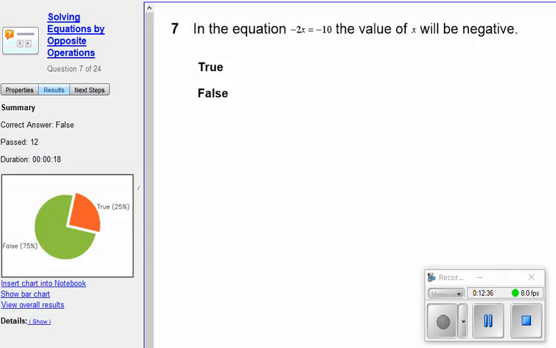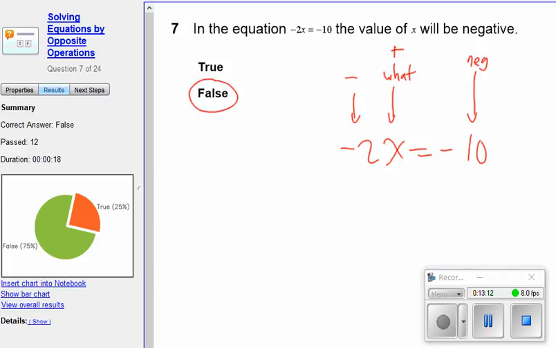Question number 7 says, in the equation negative 2x equals negative 10, the value of x will be negative. Well, the only way to really do that is to ask yourself, a negative multiplied by what is a negative? Is that going to be a positive value or a negative value? Using integer laws, negative times what is negative? Positive. So this has to be positive, agreed? In order for a negative times something to give you a negative, whatever the x value is, it has to be positive. I don't even care what it is. I can answer and say false. It is going to be positive based on simply sign laws.